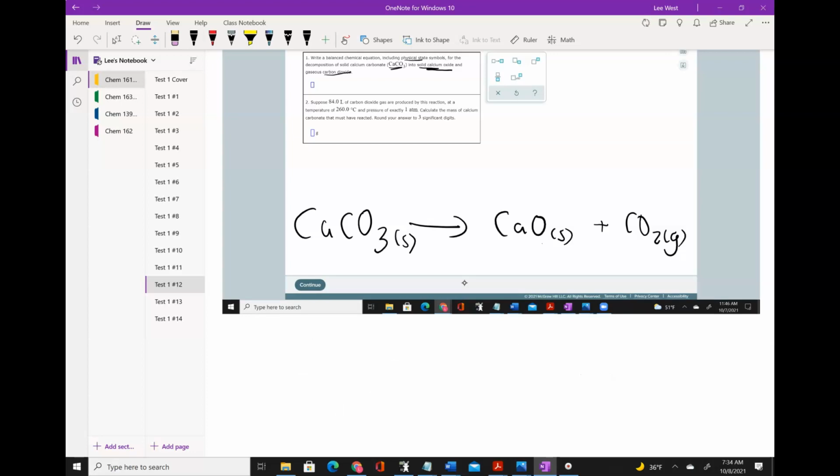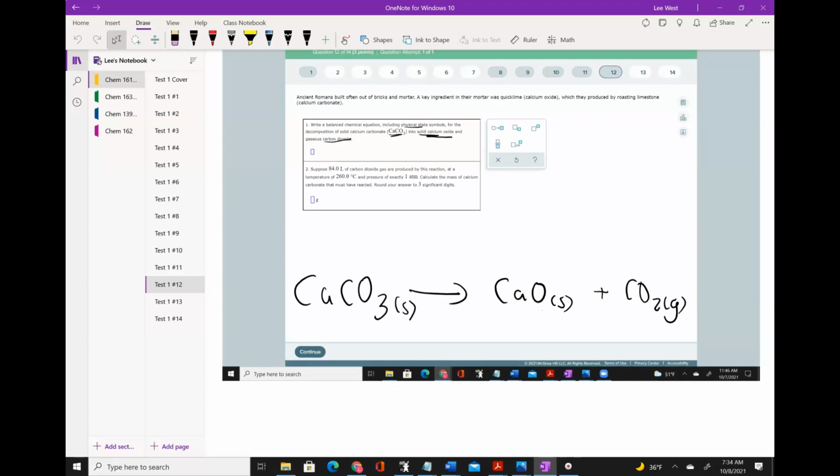And I've just got to make sure that I put those physical state symbols in there. All right, we got that stuff. Now, so that's half my points. Yay. Or actually, it's probably one of the 3 points.